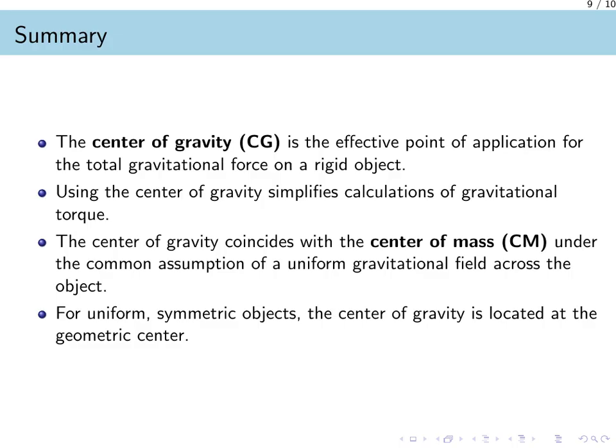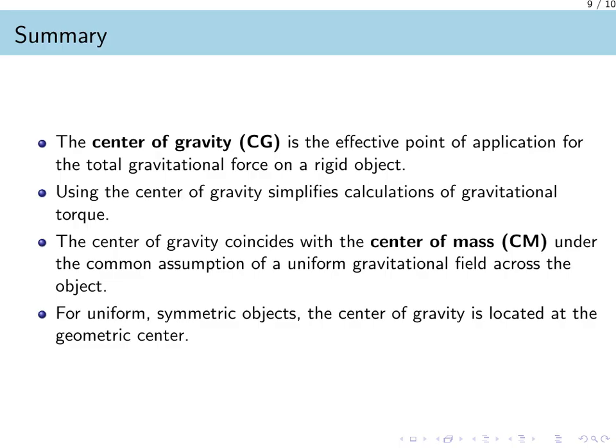Let us summarize our discussion on the center of gravity. This is a crucial concept that defines the single, effective point where the entire gravitational force on an object can be considered to act. Its main purpose is to simplify our work. By using the center of gravity, we can calculate the total gravitational torque on a rigid body without needing to add up the torques from every individual particle.